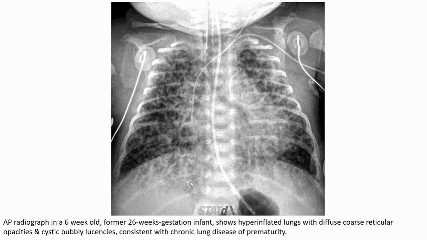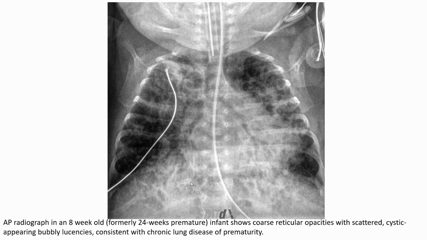It's another case of bubbly lung, in a patient about 6 weeks old, formerly 26 weeks gestational age. So hyperinflated lung with diffuse coarse reticular opacity and cystic bubbly lucency consistent with chronic lung disease of prematurity. Another case, 8 weeks old, formerly a 24-week premature infant, with coarse reticular opacity and scattered cystic-appearing bubbly lucency, consistent with chronic lung disease of prematurity also.